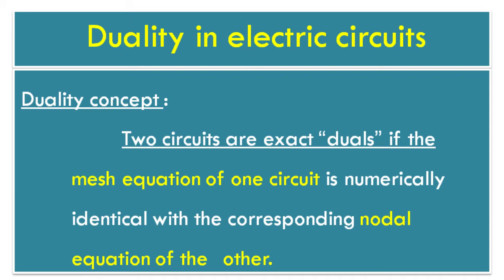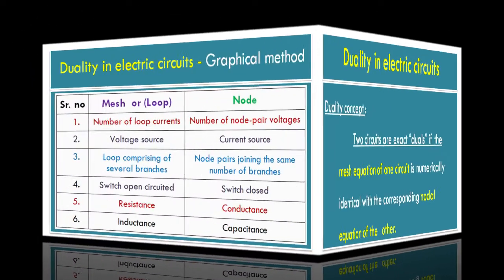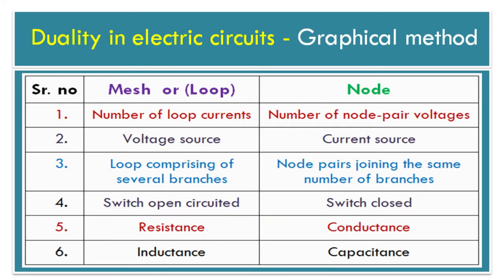Now see the statement of the dual concept in electric circuits. Two circuits are exact duals if the mesh equation of one circuit is numerically identical with the corresponding nodal equation of the other. Means, for duality check, we have to obtain the mesh and nodal equation of the given circuit and they must be numerically identical. In this video, we are using a simple graphical method for obtaining the dual of electric circuits.